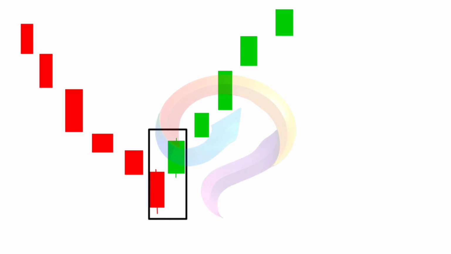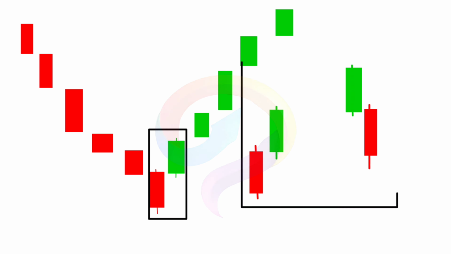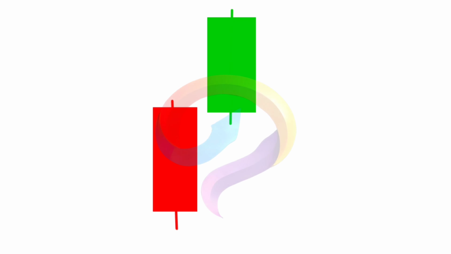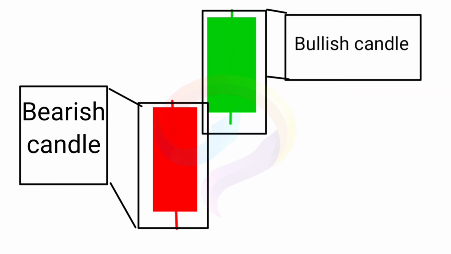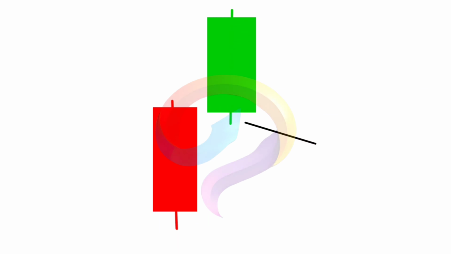Separating lines is composed of two consecutive candles. It can either be bullish or bearish, depending on the direction of the trend. In a bullish separating lines pattern, the first candle is bearish and the second candle is bullish, with both candles having the same opening price.